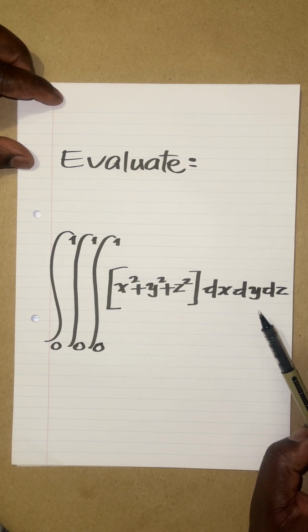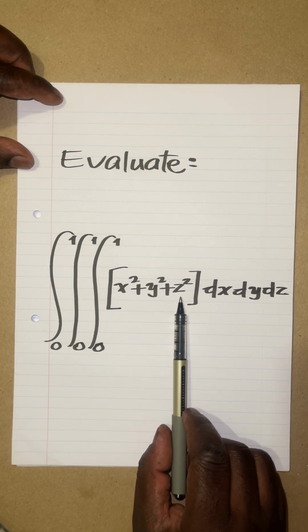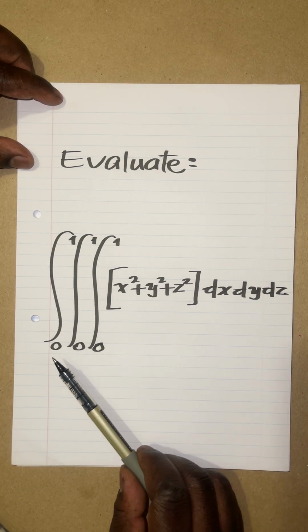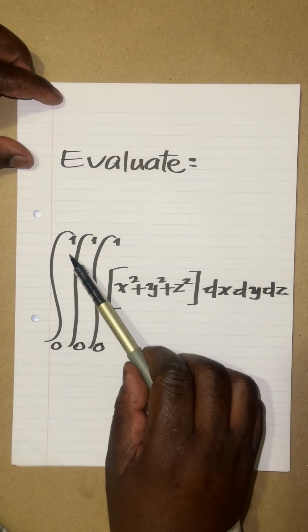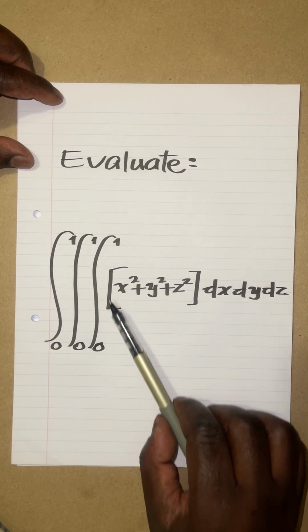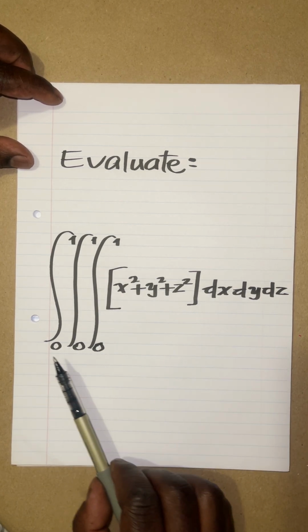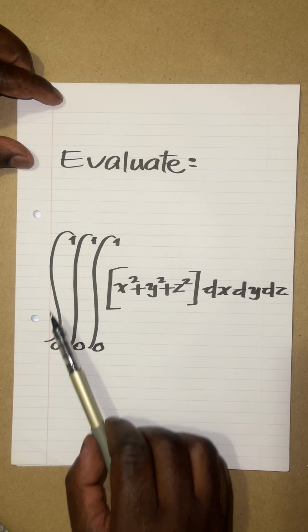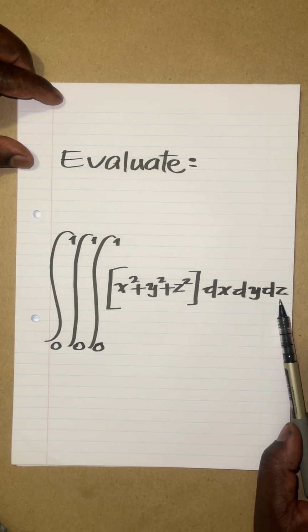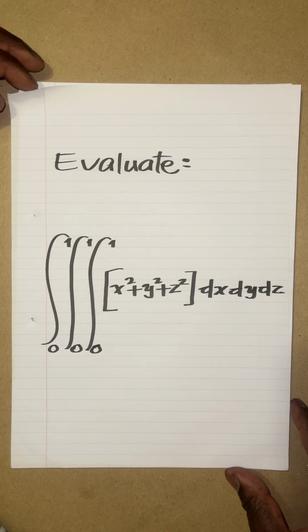Now we have a function here, x squared plus y squared plus z squared, and we're integrating over this region from 0 up to 1 for all the integrals. Of course, the first limit corresponds to x, the second limit as you move out corresponds to y, and the last limits, 0 up to 1, correspond to z. All right, so how do we go about this? Here is the way we approach it. No difference in terms of techniques and approach.